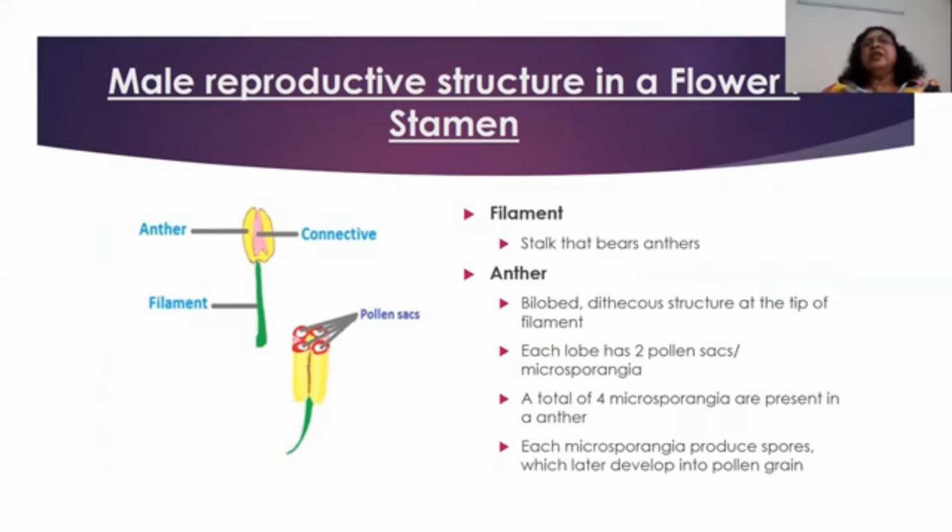Look, the anther is bilobed, and each lobe has 2 thecas, so dithecous. Each lobe has 2 pollen sacs. These pollen sacs are known as microsporangia. In total, there are 4 microsporangia in an anther. Each microsporangium produces spores, which later develop into pollen grains.